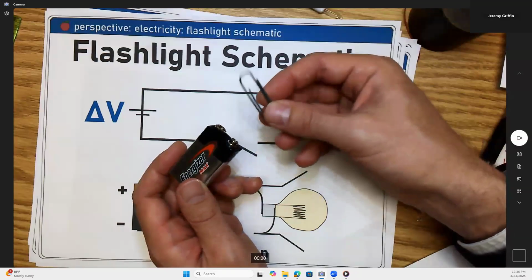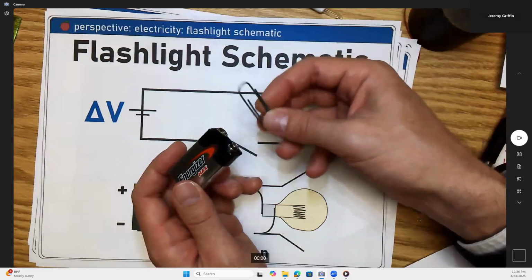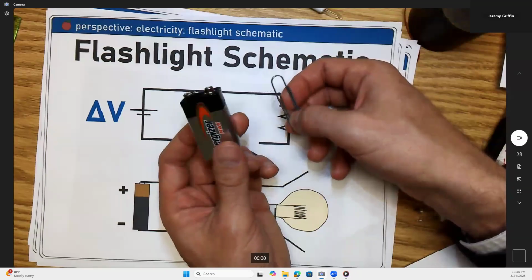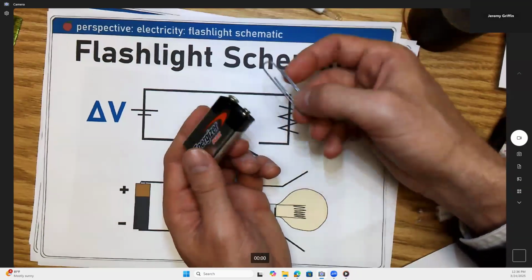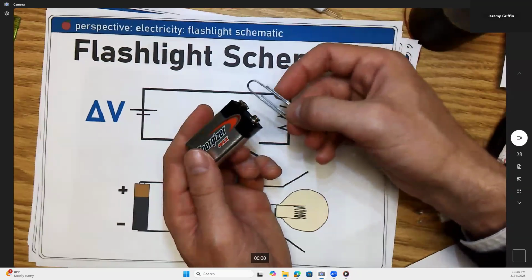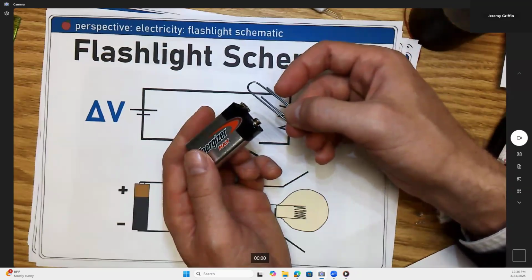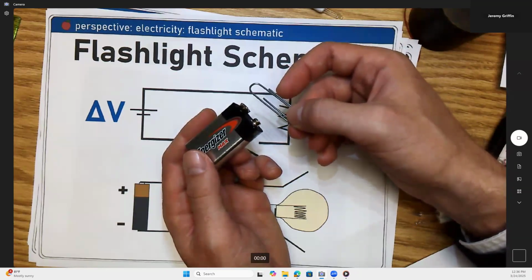Yeah, the paper clip would get extremely hot, really hot, really fast, and the energy of the battery would drain really fast. There's a term for that. You do not want this to happen. It's called a what kind of circuit? Starts with an SH. It'd be a short circuit.